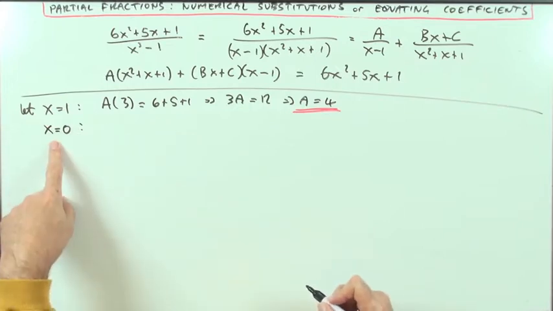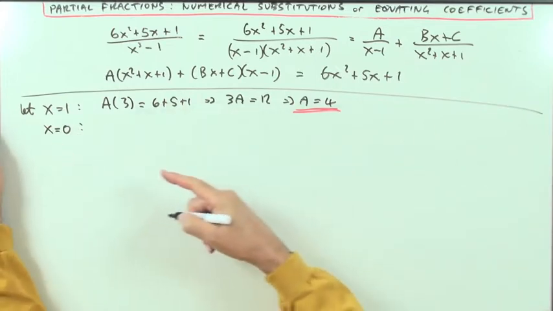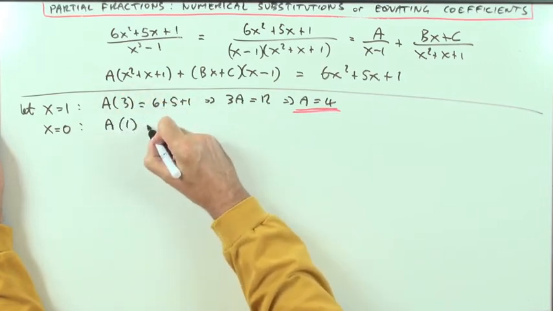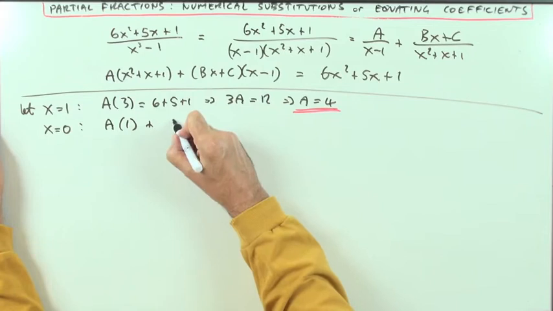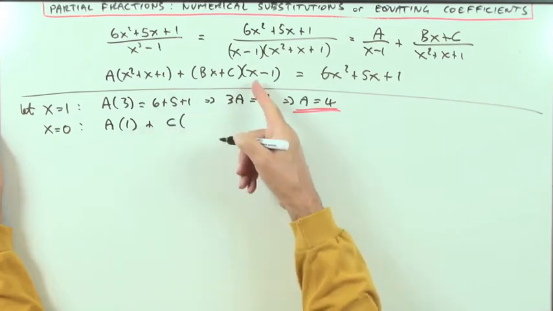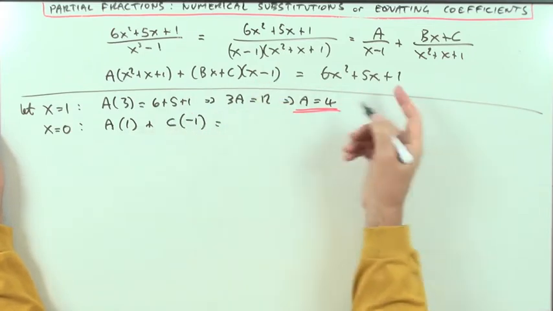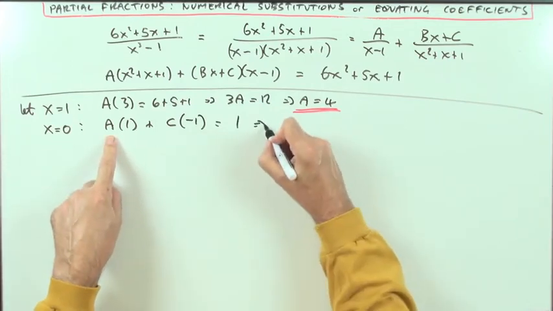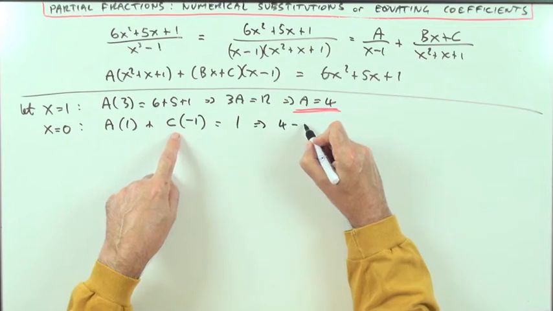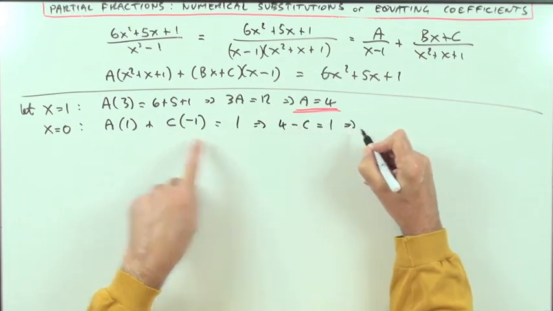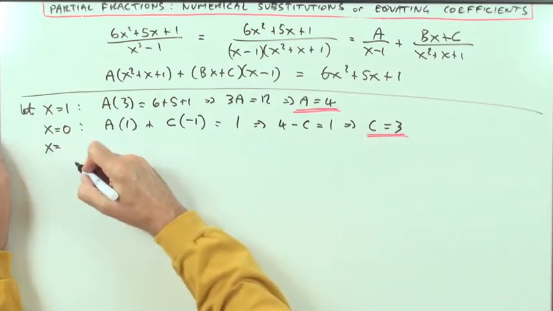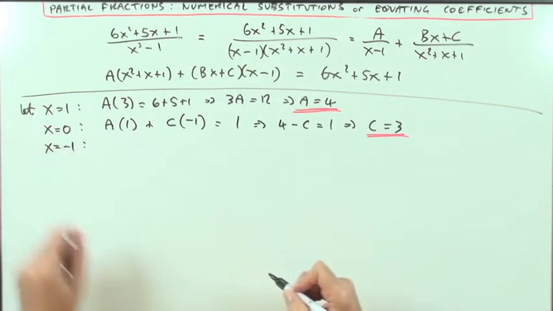The simplest number I can think of is 0 in terms of calculations. So if x was 0, I would have A times 1. The 0 would knock out B, very handy, times negative 1, and the other side would just come to 1. So that's a nice simple calculation, and I know what A is. A is 4, so that simply says 4 minus C is 1, so C is going to be 3. That was quick and easy. And then the only other easy one I've got would be negative 1.